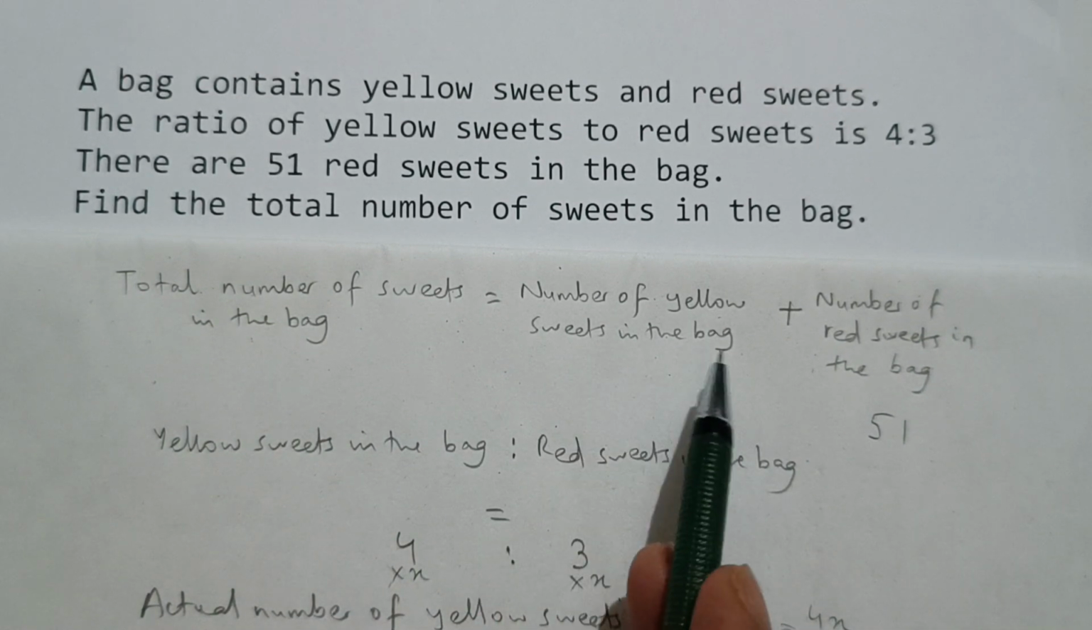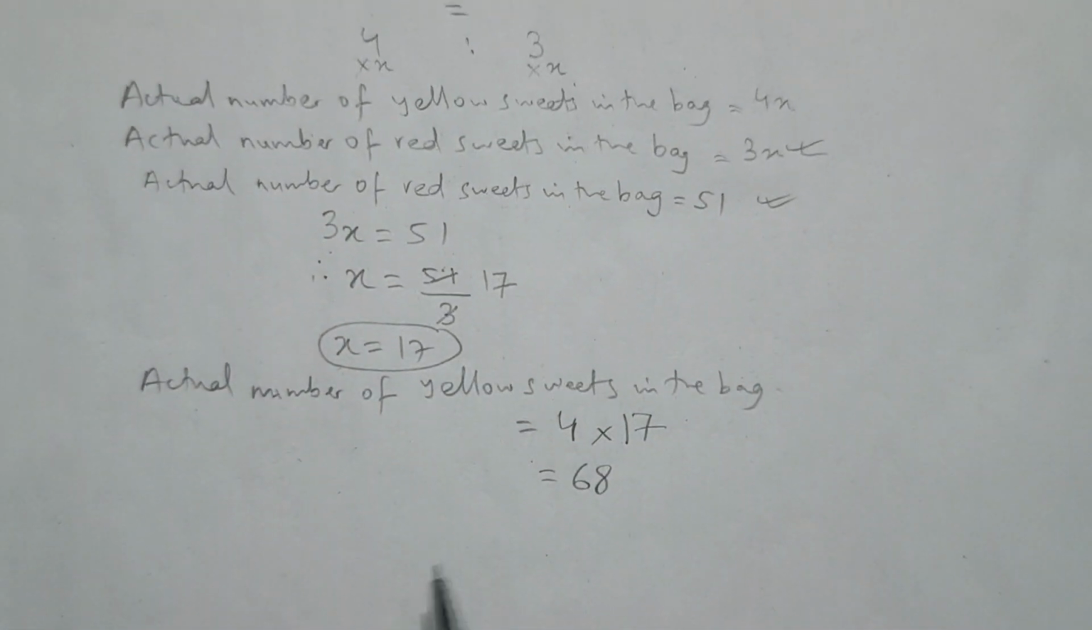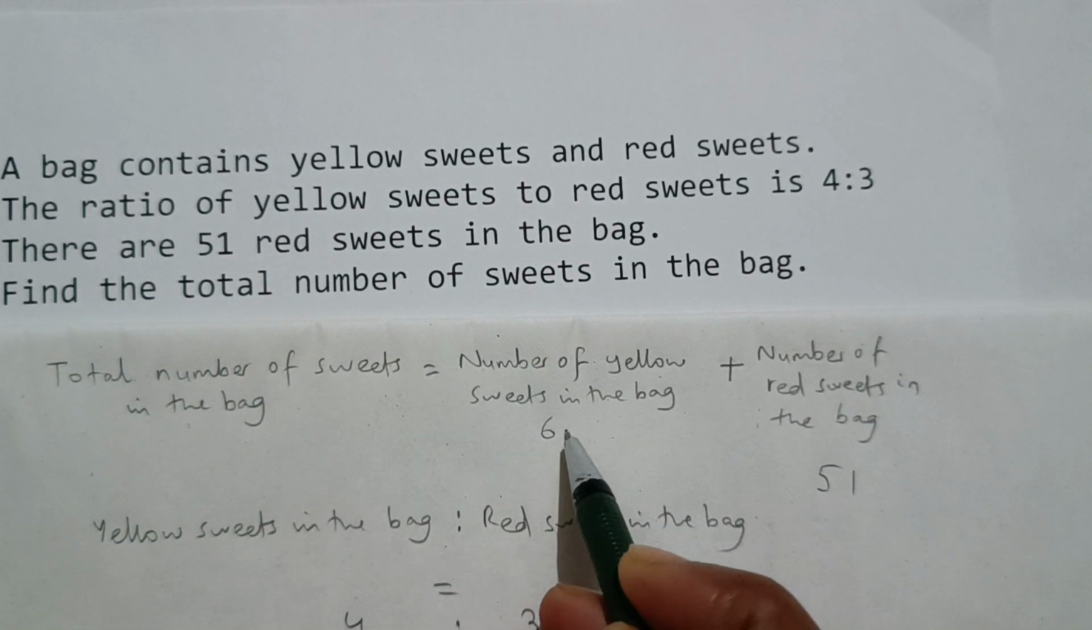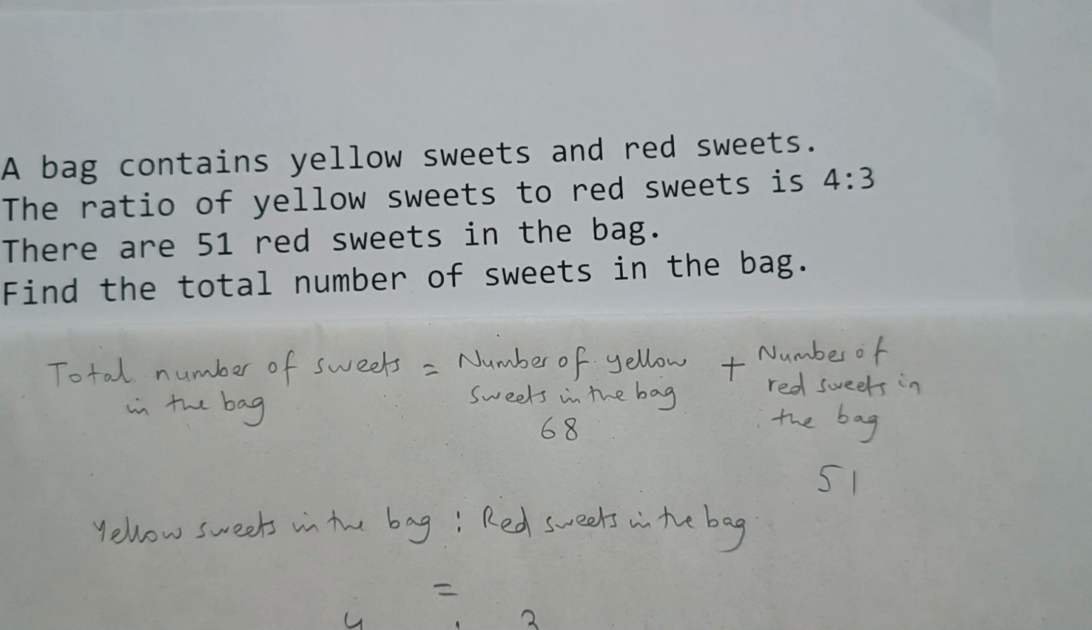So number of yellow sweets in the bag is 68. Number of red sweets in the bag is 51. So what is the total number of sweets in the bag? So 68 plus 51 will give us the total number of sweets in the bag.